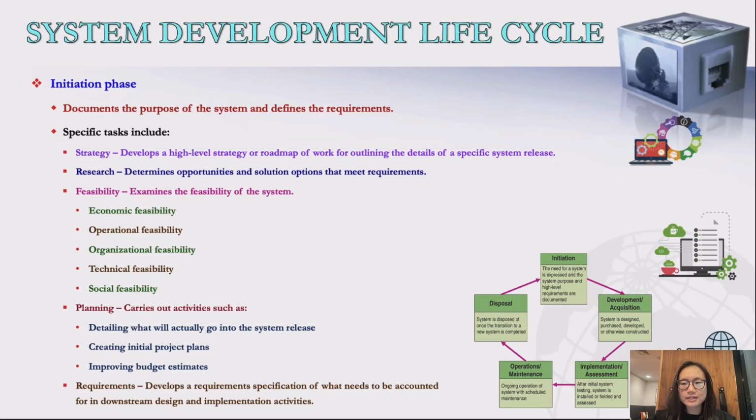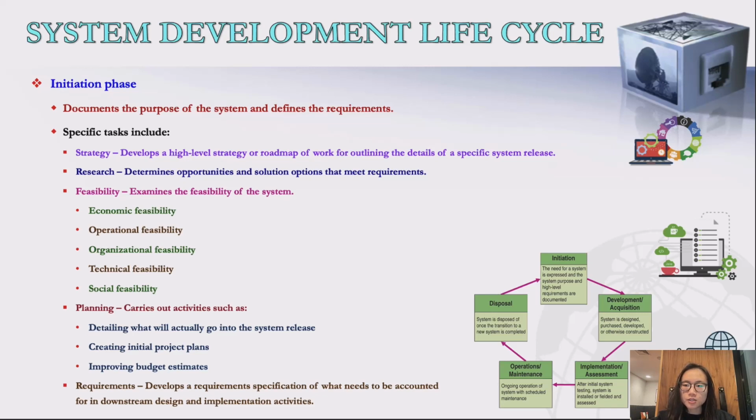The specific tasks for the initiation phase include strategy, research, feasibility, planning, and requirements. The first task of an organization is to develop a high-level strategy or roadmap of work for outlining the details for a specific system release. The goal is to ensure that the system release is fully aligned to the master strategy and intent. Also, the organization needs to determine the opportunities and solution options that meet the requirements.